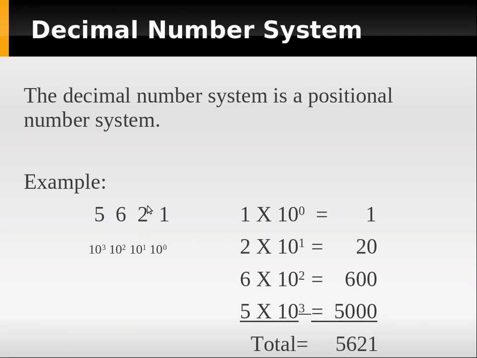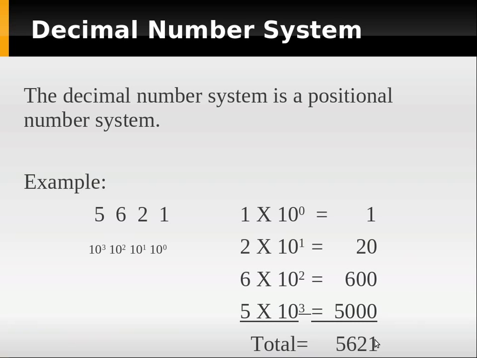In the same way I take the second digit, that is 2, and it gets multiplied with 10 power 1, where 1 is the position of the digit 2. So you get the value 20. I do the same operation for 6 and 5, so that I get the value 5621. This is how we represent any decimal value, right?